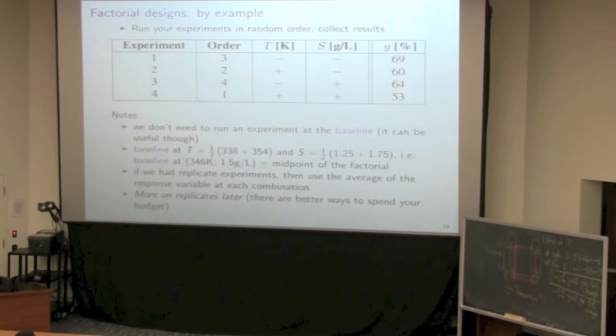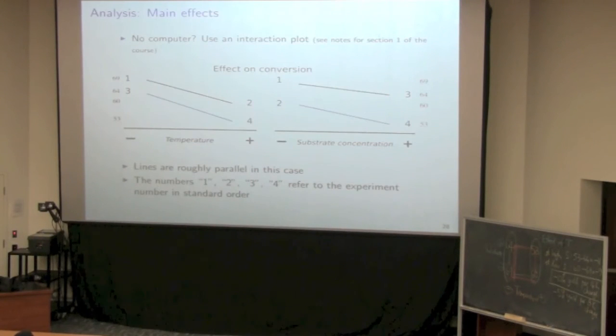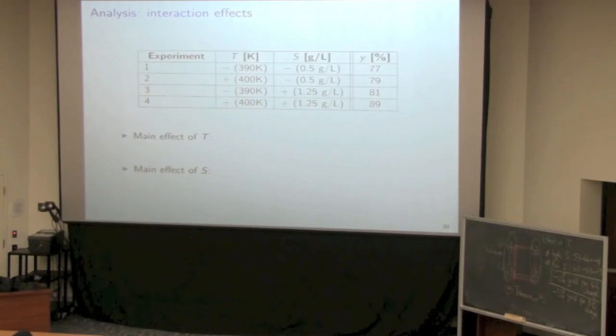I want you to calculate what the effect of temperature is and what the effect of substrate is in exactly the same way we just did together here. Here's the table: low temperature, high temperature, low substrate, high substrate. This should take you about 5 minutes the first time you do this. A week from now, this should take you 1 or 2 minutes.